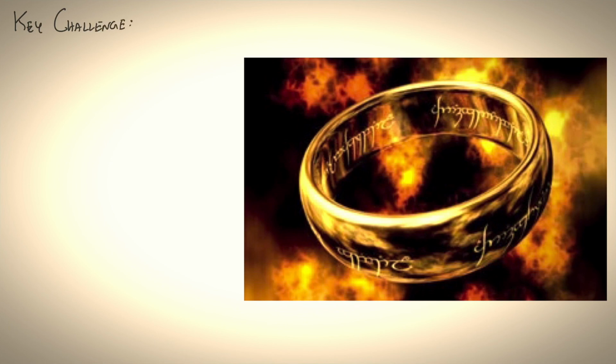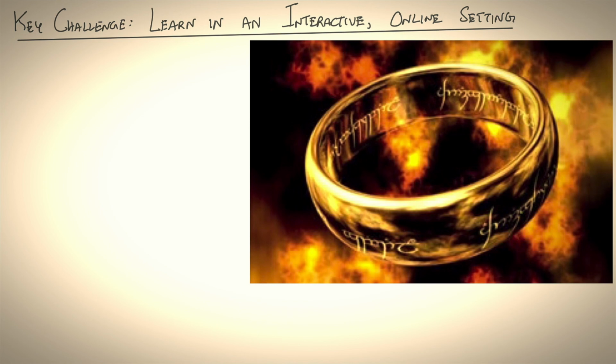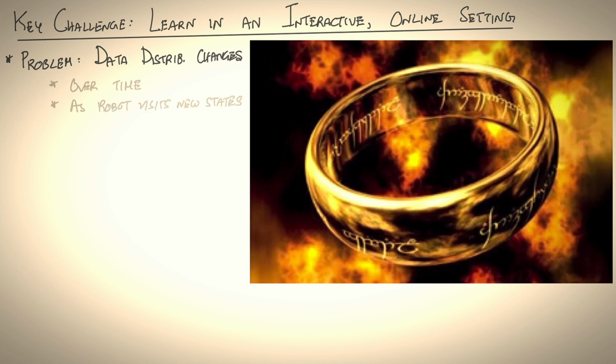And this brings us to the end of the first lecture. So the key challenge we discussed today is how can a robot learn in an interactive online setting? This was motivated by a fundamental problem in robotics that the data distribution changes. It can change over time. It can change as the robot visits new states, or it can change if the robot is in a game with other players, and we particularly fixated on the game setting.